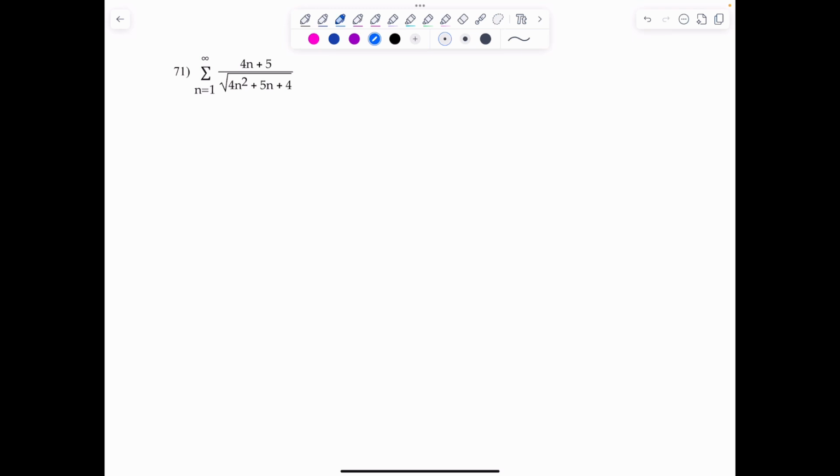Why don't you stop and think what test would apply or what to do? So a sub n is 4n plus 5 over, here we go, square root of 4n squared plus 5n plus 4. Now, when I'm picking what test to do, this is not ratio test appropriate. Why do I say that? Notice this is degree 1 in the numerator. What degree is this down here? I know there's n squared, but it's underneath the radical.